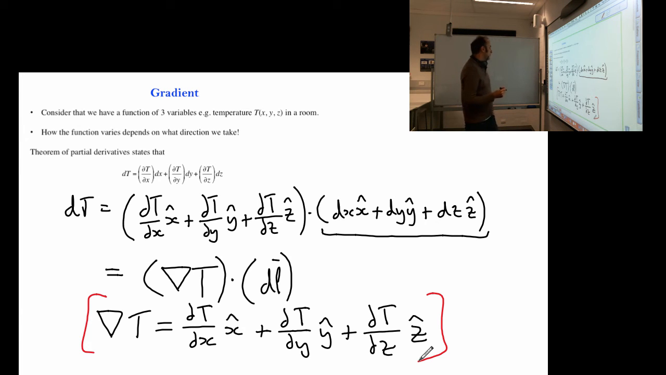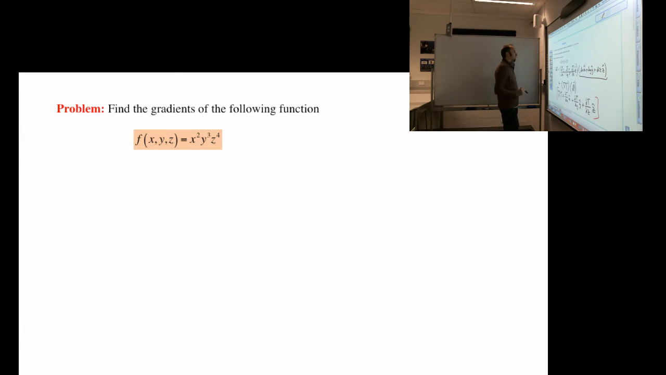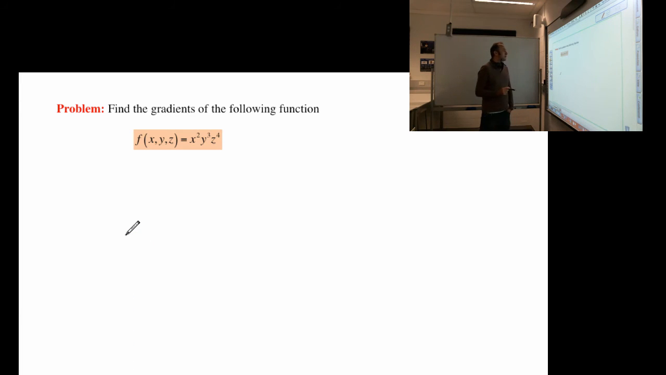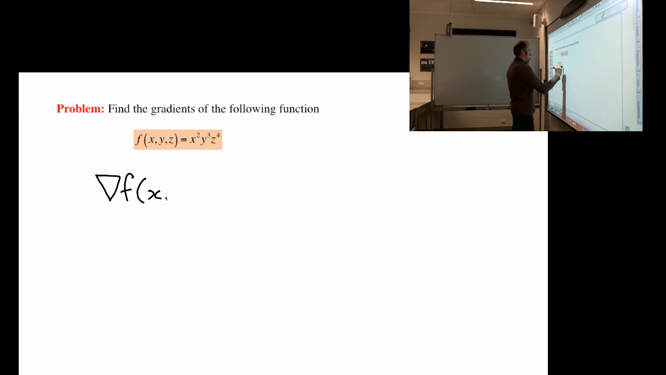Now let's do an example. Let's say we want to find the gradient of the following function. There's a function that depends on x, y, and z, and it's equal to x squared y cubed z to the power 4. So let's take the gradient of f.